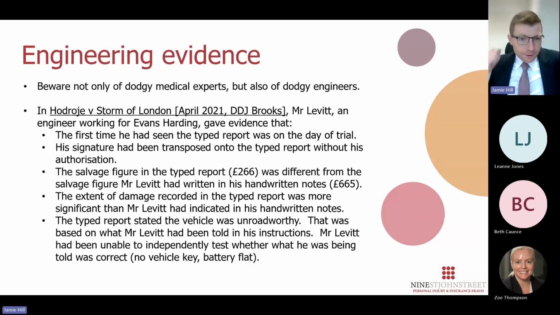Thank you, Zoe. Nearly at the end of our talk now, but this about engineering evidence is an important thing to bear in mind. Often on insurers' radar will be the medical experts that they have concerns about, where you read opinions in relation to, let's say, tinnitus or whiplash, and you just think, well, this is not credible, but these reports keep being churned out. But as I say on the slide, beware not only the dodgy medical experts, but also the dodgy engineers.